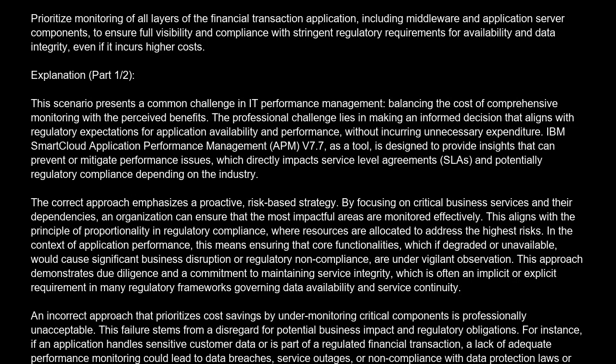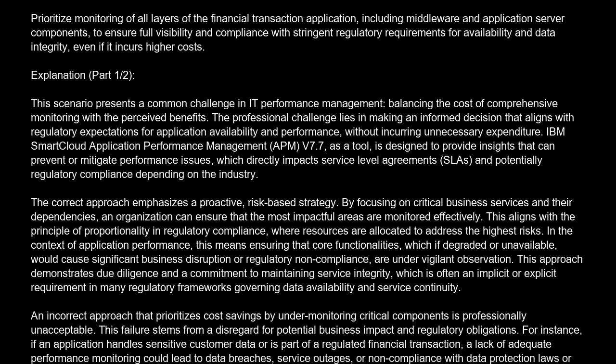Correct answer is D. Prioritize monitoring of all layers of the financial transaction application, including middleware and application server components, to ensure full visibility and compliance with stringent regulatory requirements for availability and data integrity, even if it incurs higher costs.